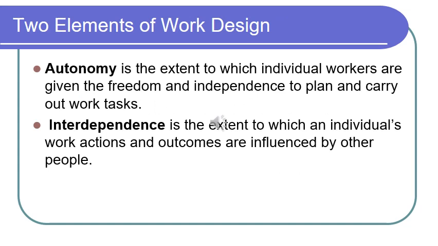Okay, we need also to consider two important elements of the work design. Autonomy and interdependence. So what's the meaning of autonomy? Autonomy means simply the extent to which individual workers are given the freedom and independence to plan and carry out work tasks. So do people have some freedom, some discretion at work? Which means simply to what extent employees can take independent decisions regarding their work.